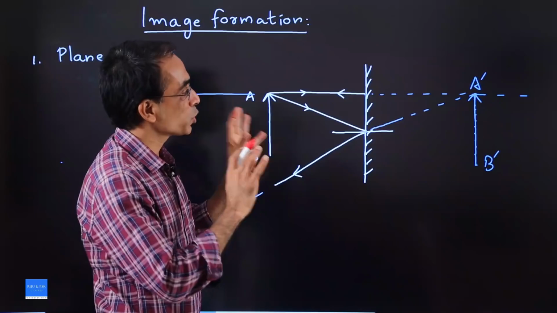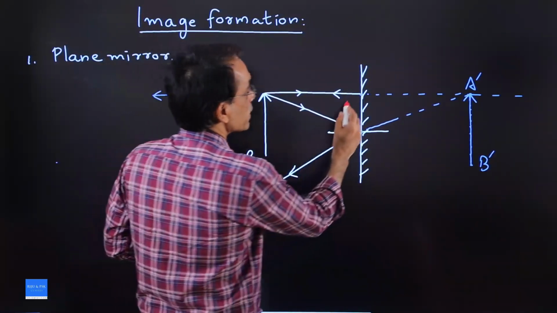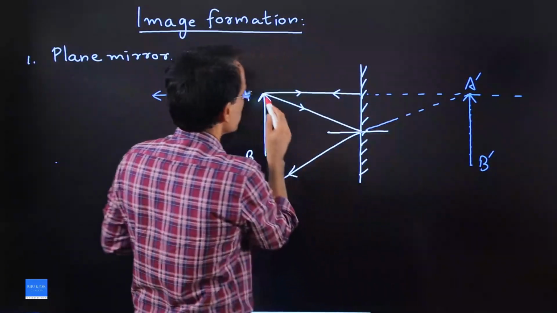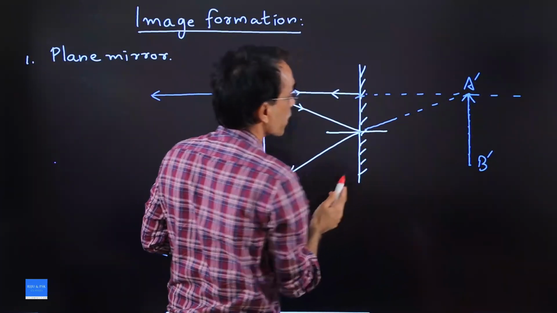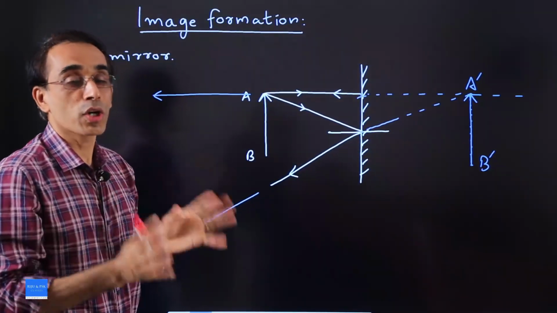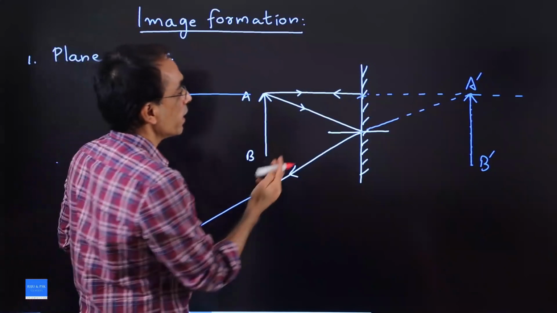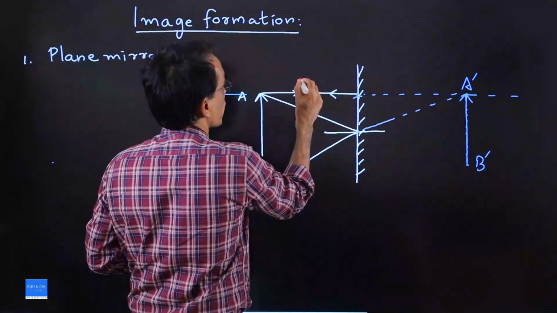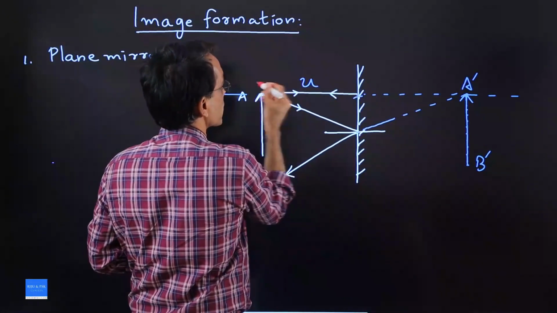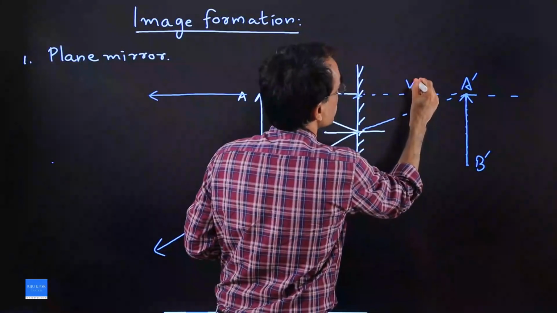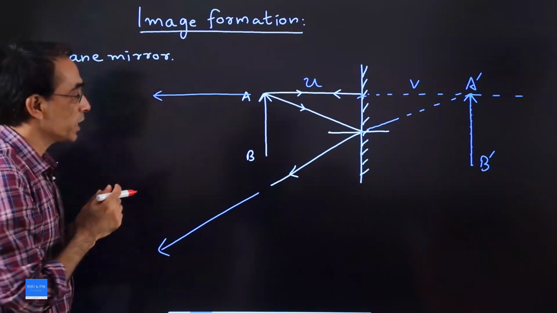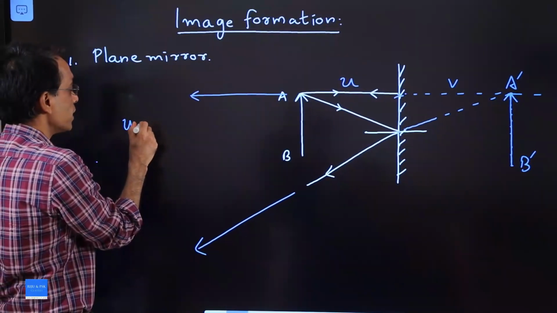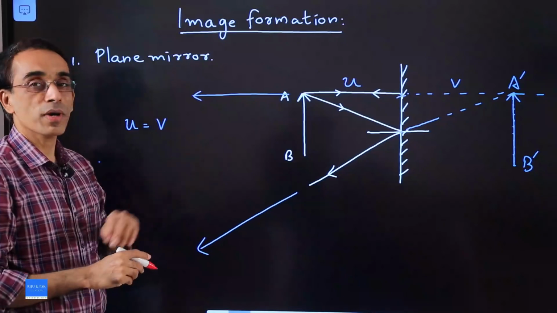Now by using geometry, you can see that these two triangles, this triangle and this triangle, are similar and congruent, and you can say that the distance from the mirror to the object, I call it U, this distance, and this distance V, this U and V will be equal. U is equal to V in the case of a plane mirror.